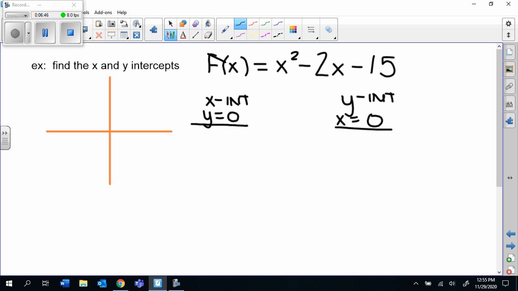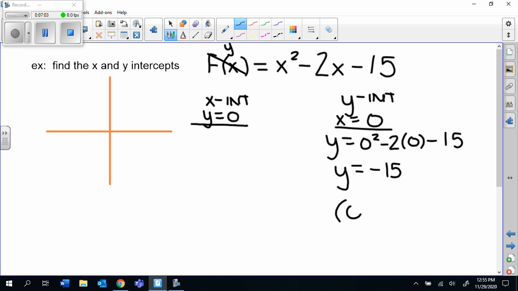So instead of f of x, let's call it y. So I would have y equals 0 squared minus 2 times 0, take away 15. And so you can tell that those first 2 terms pretty much drop out. And so my point here would be (0, -15).